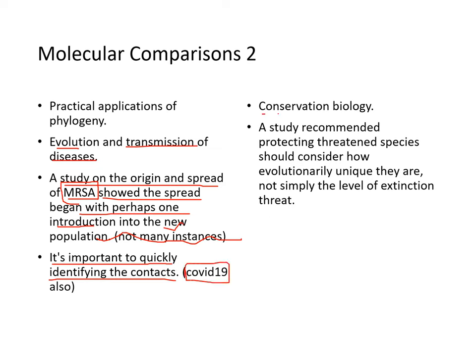And it's also used in conservation biology. One study recommended that protecting threatened species should consider how evolutionarily unique they are rather than just the level of extinction threat. And that makes sense, because if a species is evolutionarily unique and at risk of extinction, then it's more important to preserve than a simple bird whose role can be replaced by many other birds, for instance.